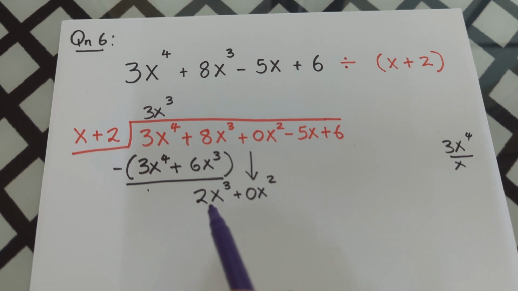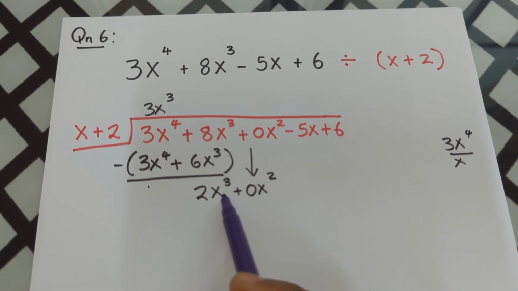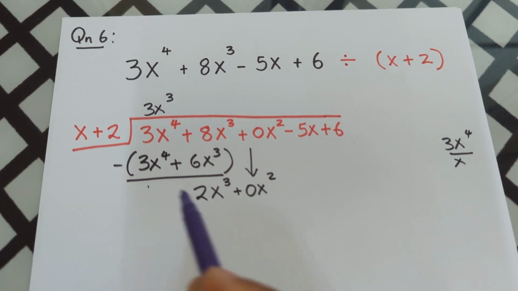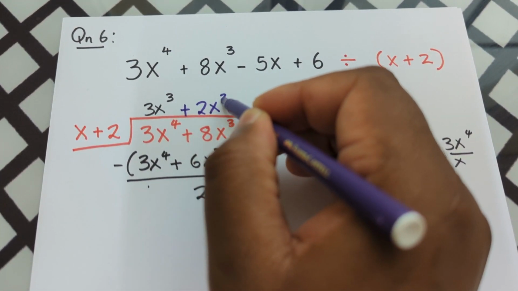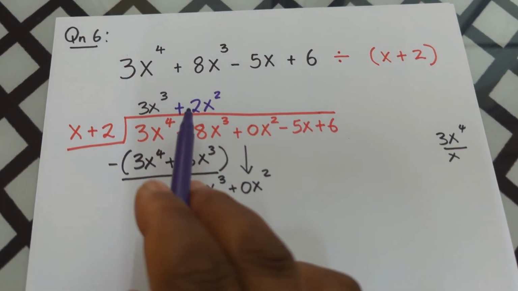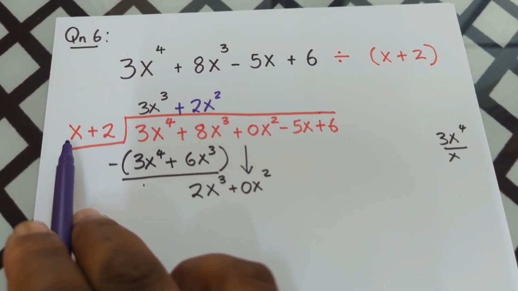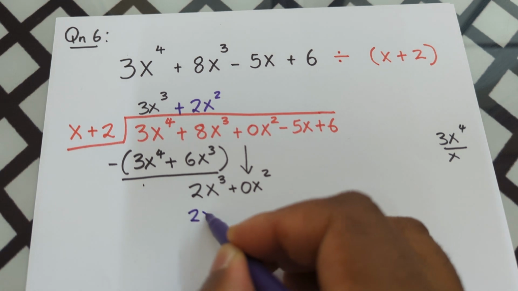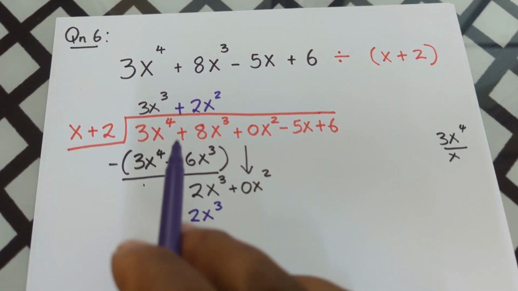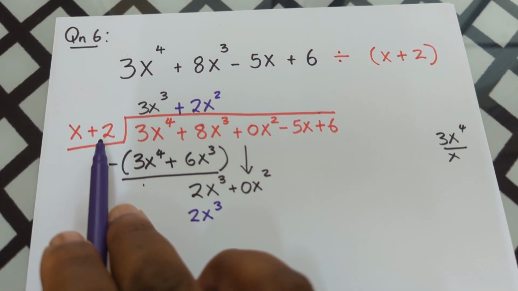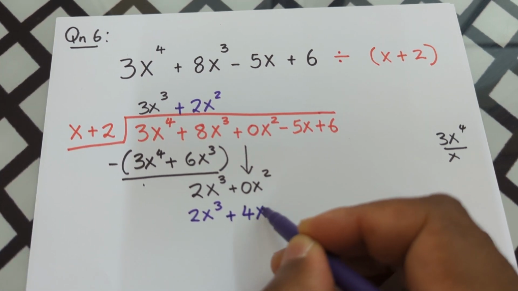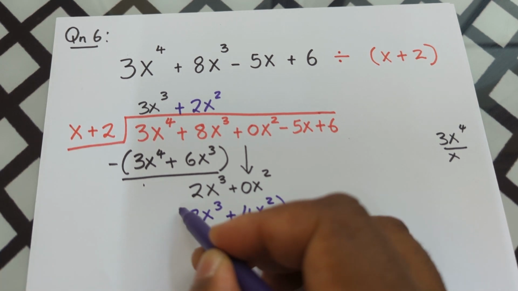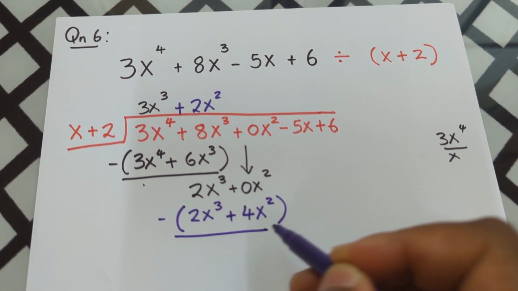Now let's divide 2x cubed divided by x. It will give us 2x to the power of 2. And then multiply 2x squared multiplied by x. It will go back to 2x to the power 3. Then 2x squared multiplied by 2. It will give us positive 4x to the power 2. Put our brackets and subtract.